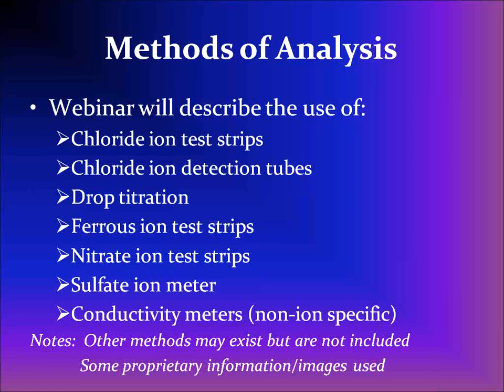I'll also be describing 7 methods of analysis, including chloride ion test strips and detection tubes, drop titration, ferrous ion and nitrate ion test strips, a colorimeter for determining surface concentrations of sulfates, and conductivity meters. Each of these analyses also has a proprietary name and even some proprietary instrumentation associated with it.